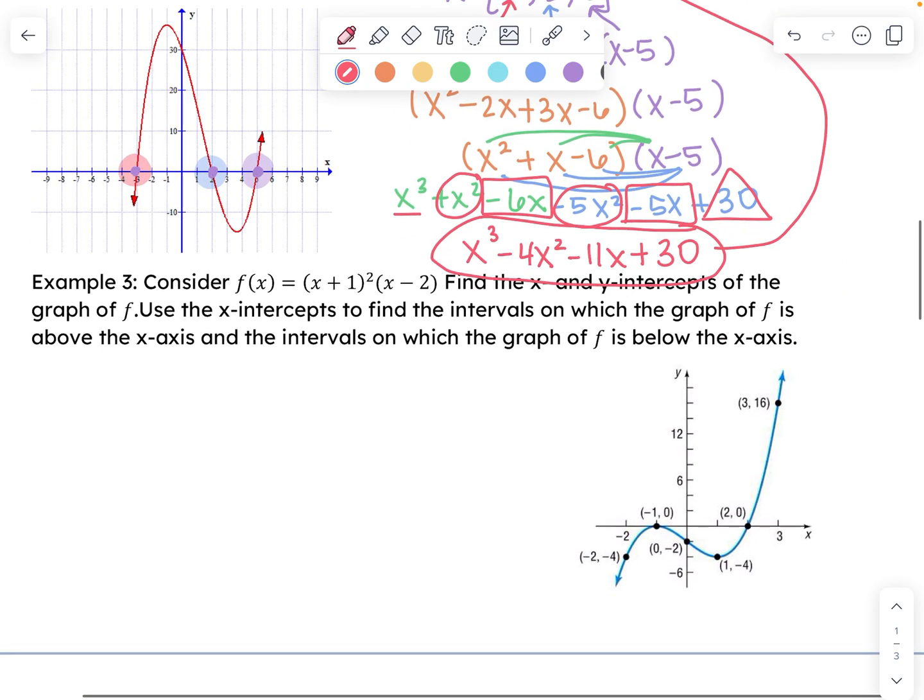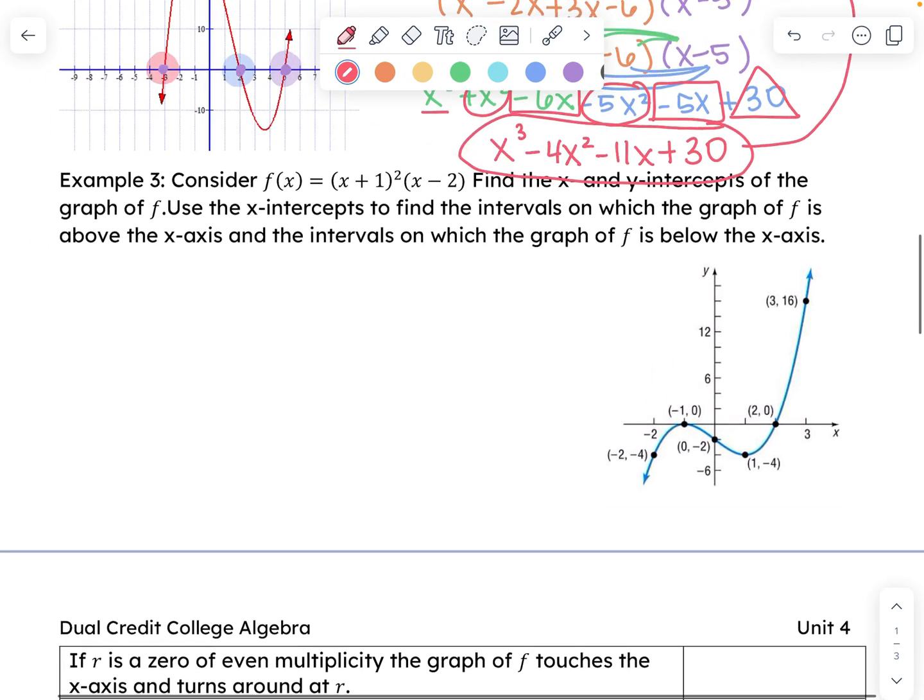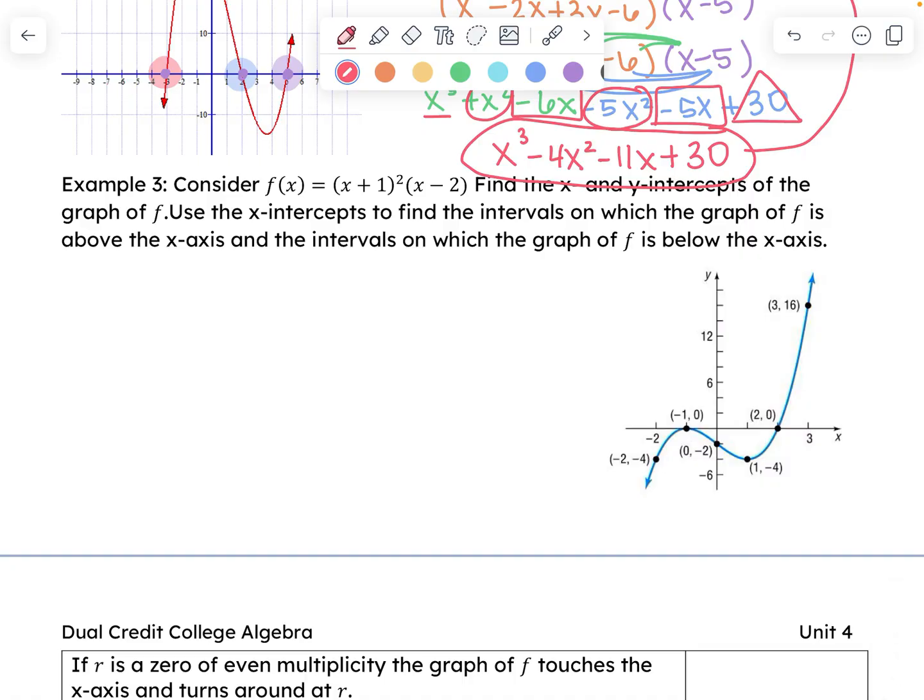So we can use that to help us with example 3 right here. It says consider f of x equals (x plus 1) squared times (x minus 2). Find the x and y intercepts of the graph. Use the x-intercepts to find the intervals on which the graph of f is above the x-axis and the intervals on which the graph of f is below the x-axis.